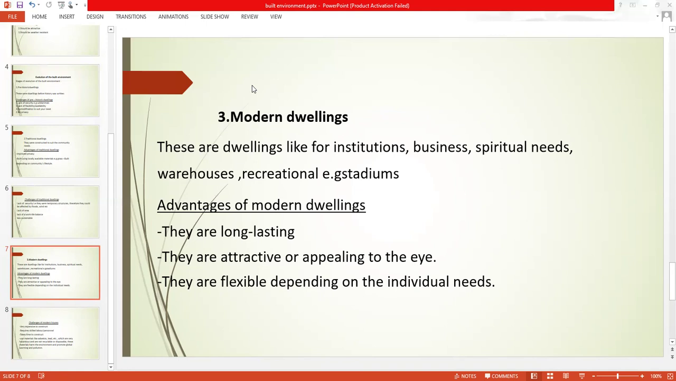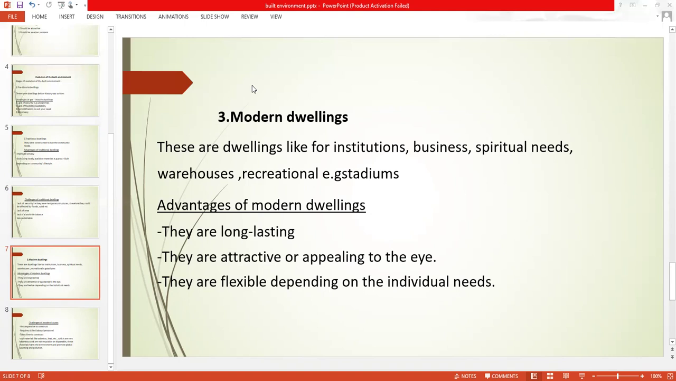We have said the built environment is built by man, so it is not natural. It can be a modern dwelling, a traditional dwelling, or even a prehistoric dwelling. So the built environment is constructed by man. Have you gotten my point? Okay, thank you.